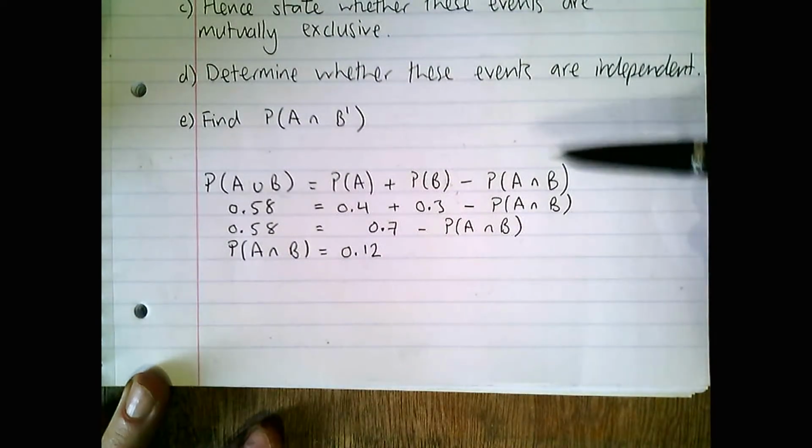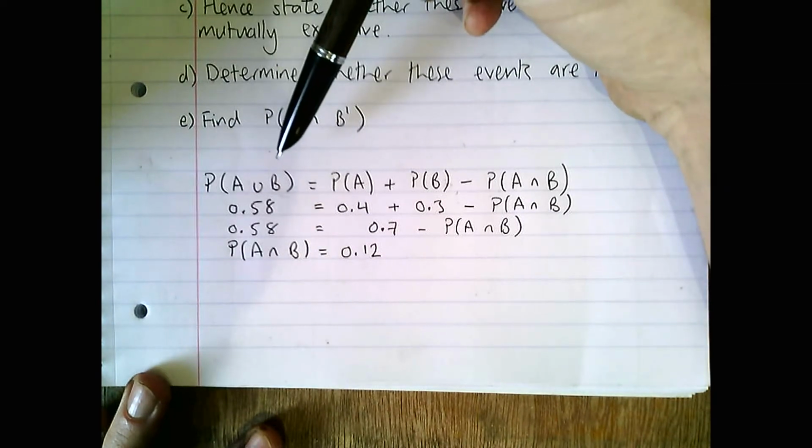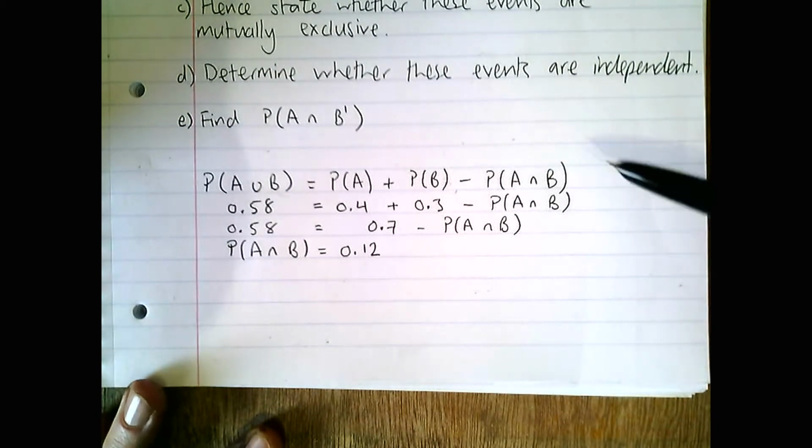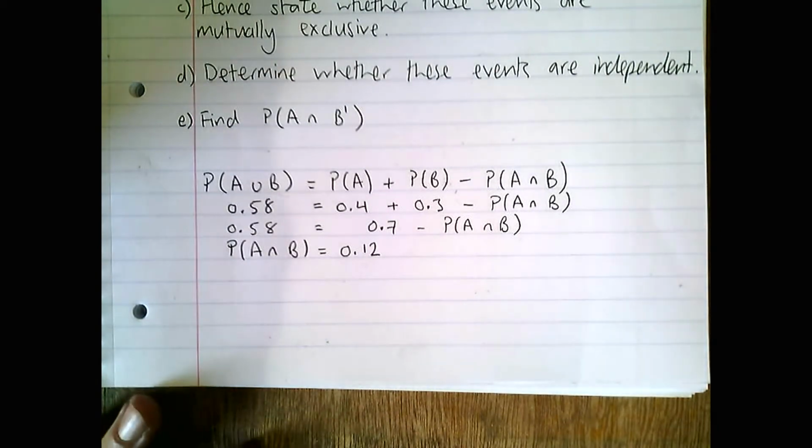So here it's not only useful for finding the union, you can also use it for finding the intersection or any of these individual things if you know the other three. This is a formula you need to remember. It's a really important one that the examiner will like to use a lot.